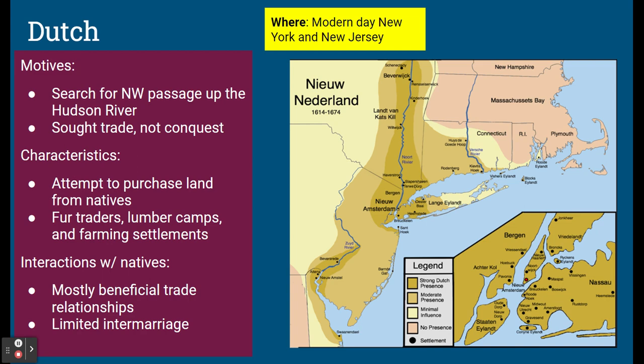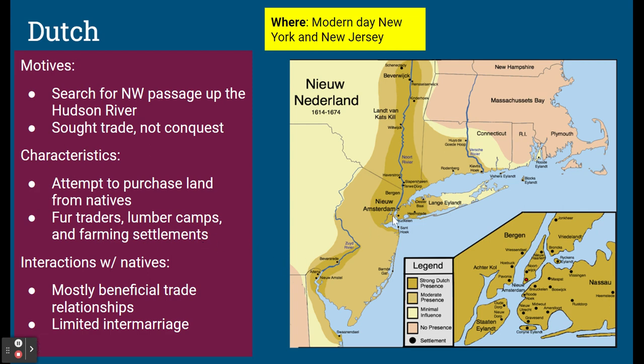So the Dutch Empire in North America was mainly limited to modern day New York and New Jersey. They had a fairly strong Dutch presence for a little while in the 17th century, although they are going to lose these areas to the English by the end of the 17th century. Their interactions with the natives, like the French, were fairly peaceful, mostly beneficial. They did have some more conflict than the French because there were more farmers. As I forgot to mention, many of them were fur traders, but they also set up lumber camps and a great deal of farming settlements.